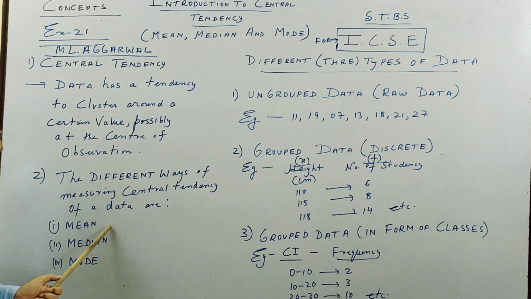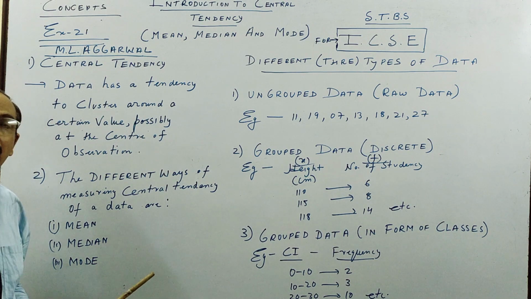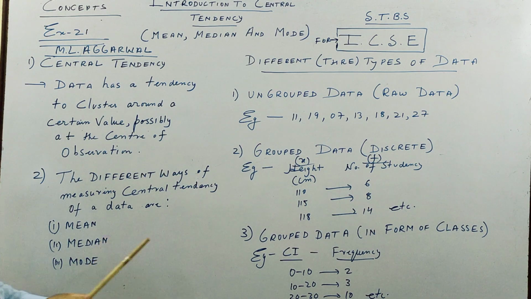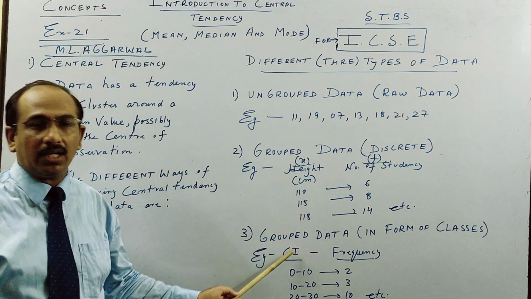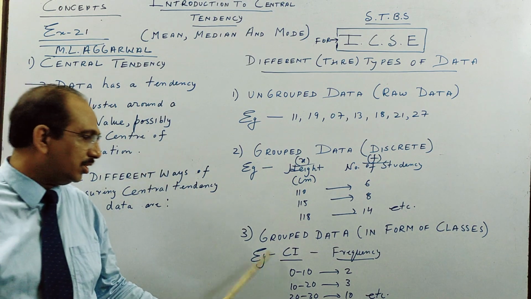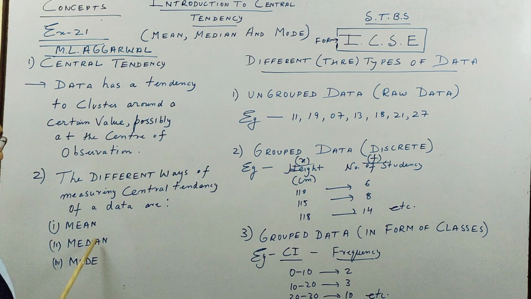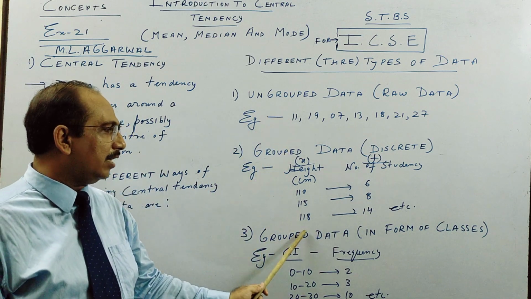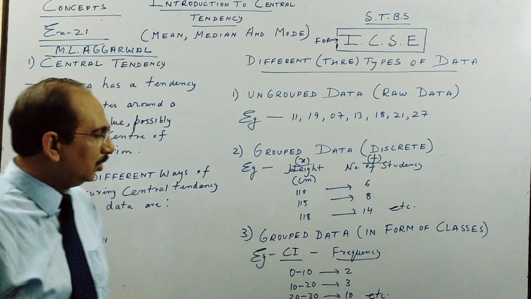You will see two videos on each. I have already put two on mean, two on median and two on mode, and then you will see one or two more on each, especially related to grouped data. So at least two more will come on each of these three, mean, median, mode, with respect to ungrouped data, grouped data and grouped data with class interval. So two each you have.